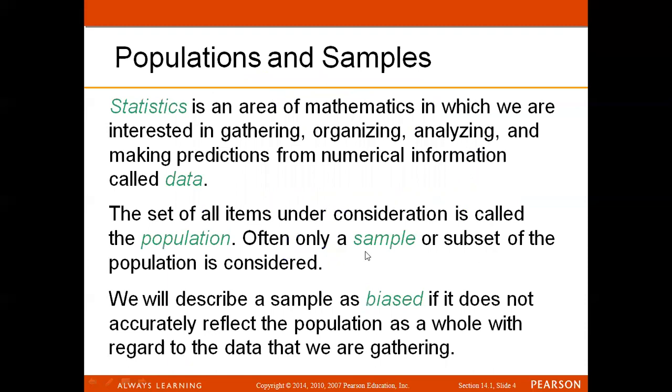Populations and samples. Statistics is an area of mathematics in which we are interested in gathering, organizing, analyzing, and making predictions from numerical information called data. The set of all items under consideration is called the population. Often only a sample or subset of the population is considered. We will describe a sample as biased if it does not accurately reflect the population as a whole with regard to the data that we are gathering.